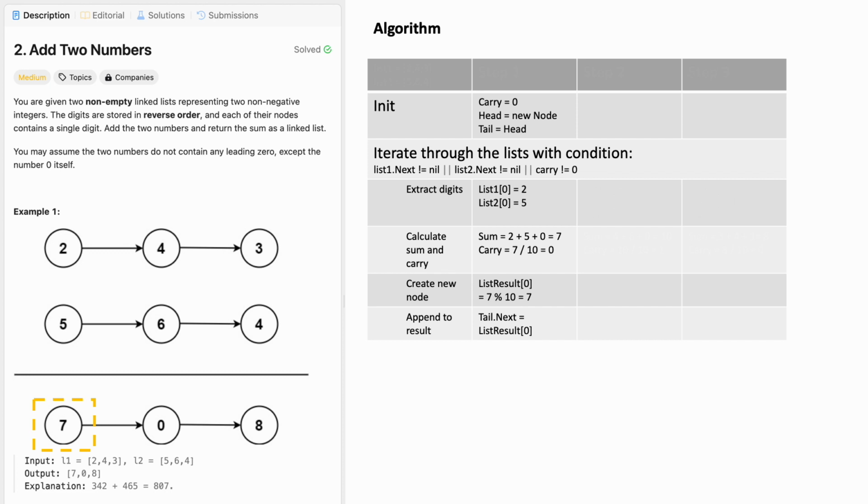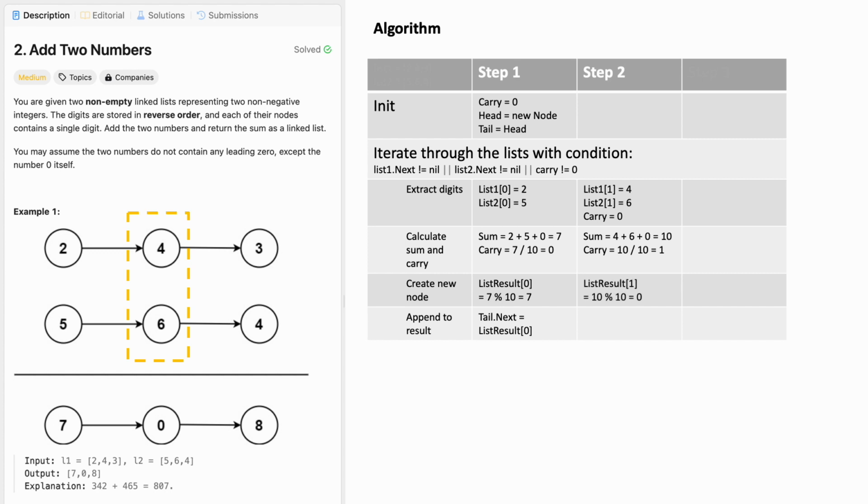In the second iteration, we move on to the next digit in each list. From list 1 we take the digit 4, from list 2 we take the digit 6. The carry is 0 from the previous step. Adding 4 and 6 gives us 10. Since 10 is greater than 9, we need to handle a carry over. We carry over 1 to the next column. Next, we create a new node with the value 0 representing the last digit of 10. The result list now becomes 7 followed by 0.